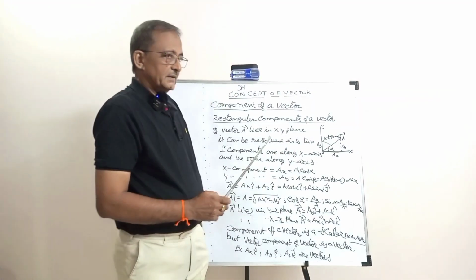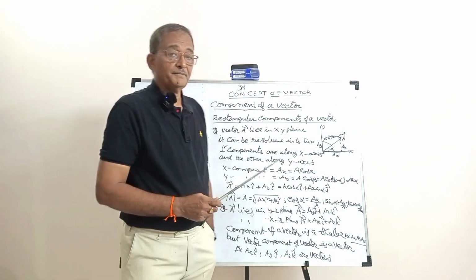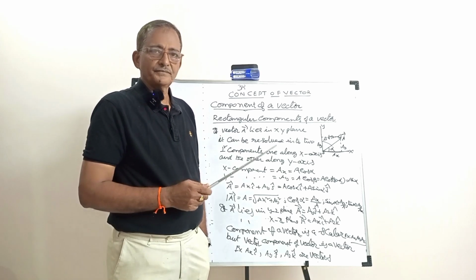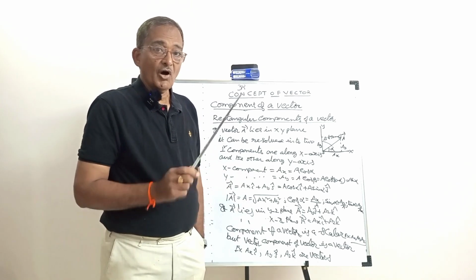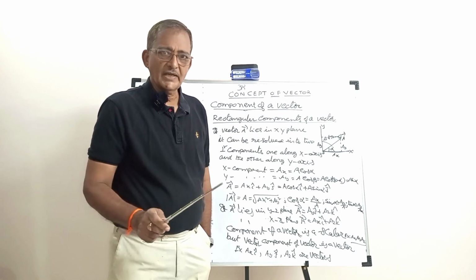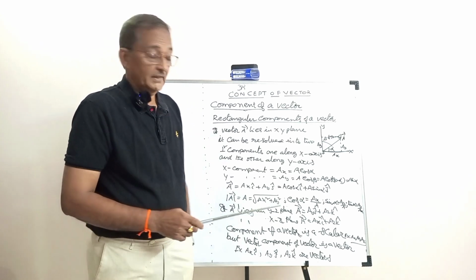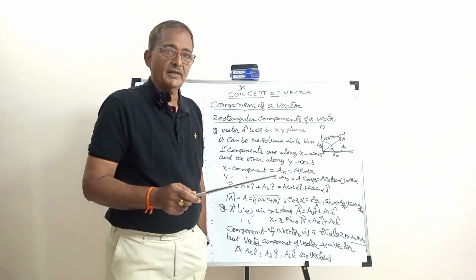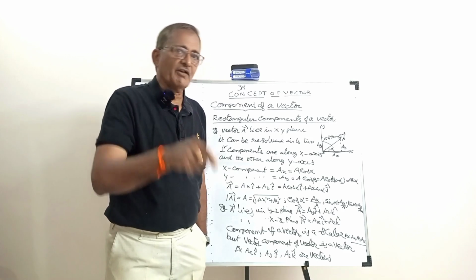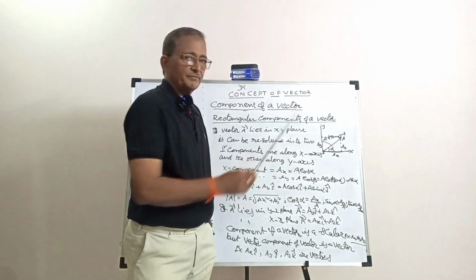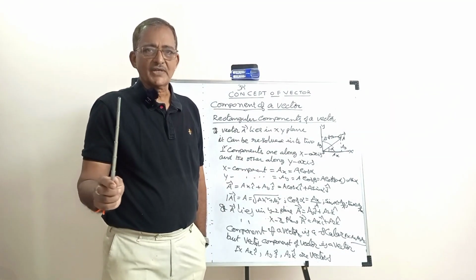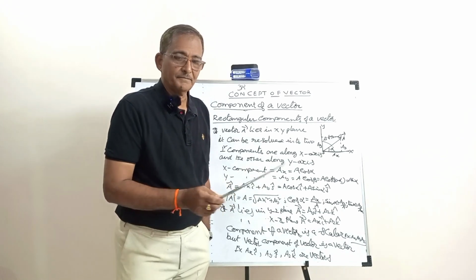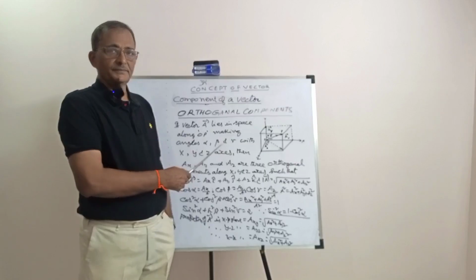Here, an important question is whether the component of a vector is a vector or a scalar. The answer is that the component of a vector is undoubtedly a scalar. But the vector component of a vector, if it is specifically mentioned as the vector component of a vector, then it is a vector. That means the component of a vector is a scalar, but the vector component of a vector is a vector.